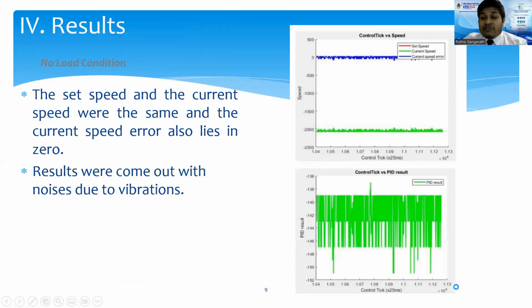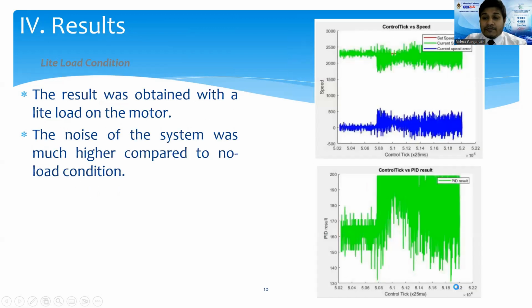These two graphs demonstrate the results of the system under no load condition. Disregarding the noise created in the control tick versus speed, it can be seen that the set speed and the current speed were the same, as the current speed error also lies at zero.